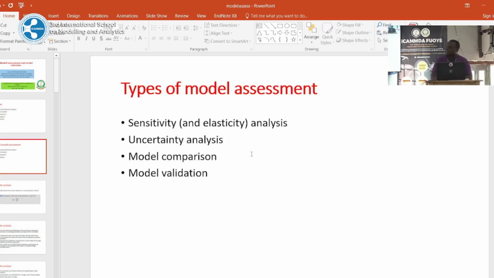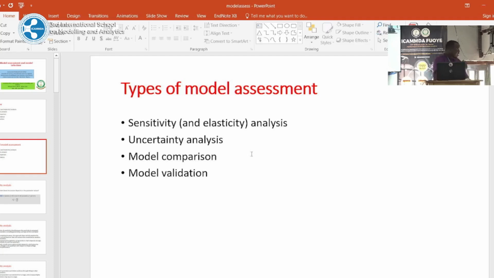Now, when we talk about model assessments, there are about 4 different things that we are looking at when you are going to assess a model. Number 1 is sensitivity or elasticity analysis, uncertainty analysis, model comparison, and model validation. Now, all of these have a relationship, and they are linked with each other.